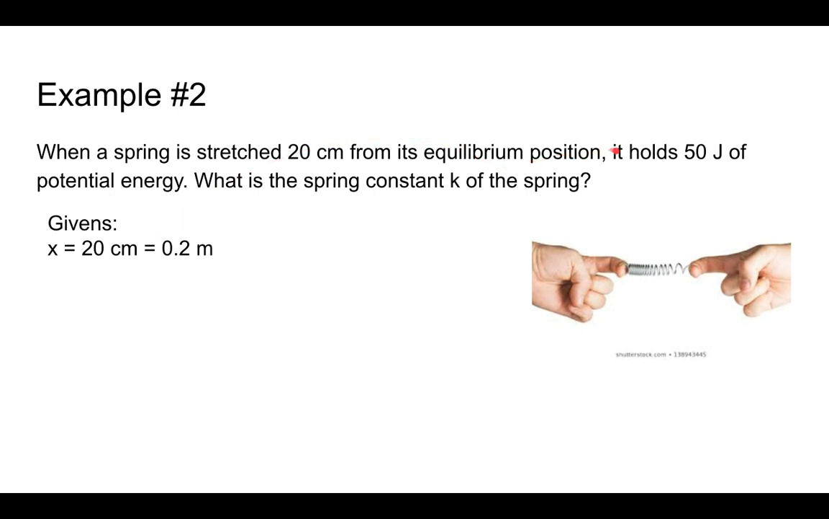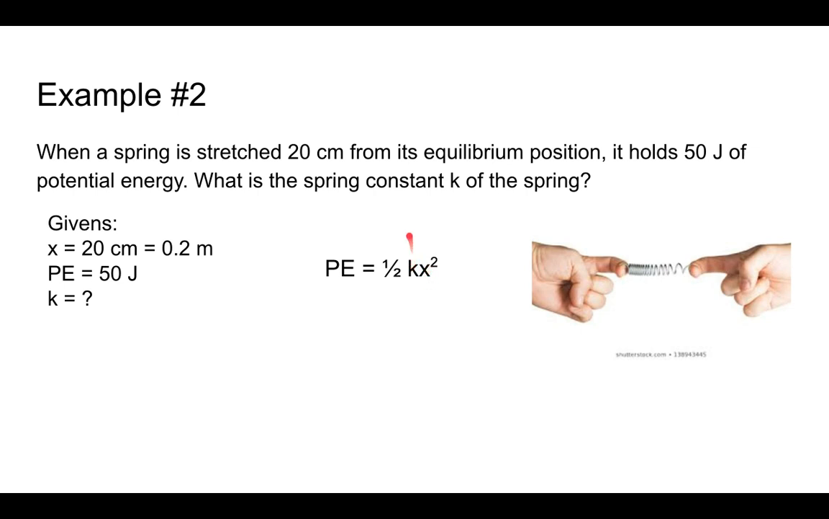And then it says it holds 50 joules of potential energy. So that's our second given, that the potential energy is 50 joules. Now we want to know the spring constant k of the spring. So now we want to write down our equation. We have the potential energy in the spring is equal to 1/2 times k, our spring constant, times x squared. Now we can plug in our numbers. We know that this potential energy here is 50 joules. We also know that x right here is 0.2 meters.